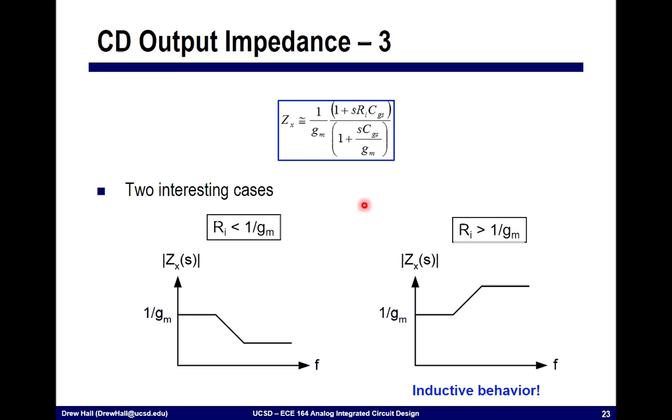Now, if on the other hand my input impedance is very large, that is Ri is much greater than 1 over Gm, I flip around the order of this pole and the zero. That is, I hit the zero first, and then I hit the pole. So if you think back to what this looks like in terms of frequency response, this looks like an inductor. Okay, that is, as the frequency is increasing, my impedance is going up.